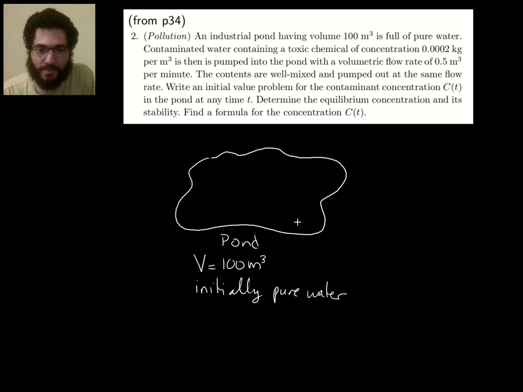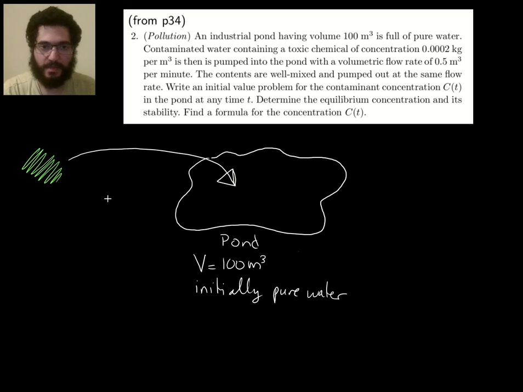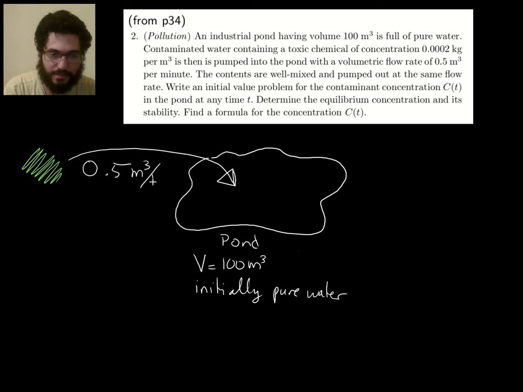All right, so we've got this pond, this volume 100 meters cubed of water, and it's initially pure water. And we've got this green sludge represents the contaminated water, and it's being pumped into the pond, and the fluid flow rate is 0.5 meters cubed per minute. So all of these things are sort of setting the units for the problem. This sets the units of time, little t, in the problem to be minutes.